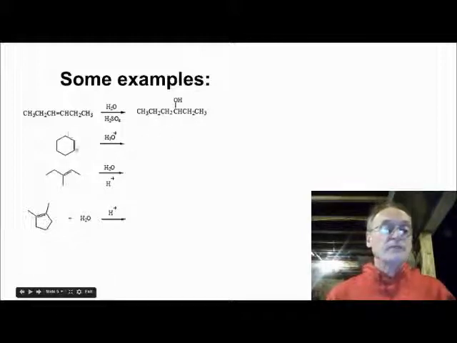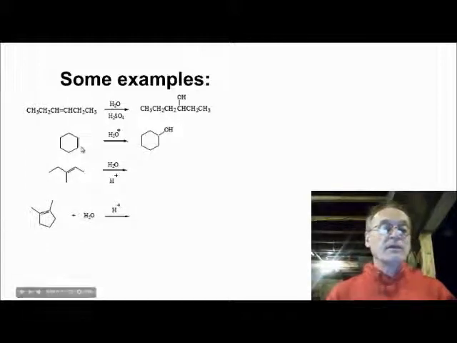What about in the case of cyclohexene? What will the hydration reaction give us? In that case, if we put the hydrogen here and the OH here, we will get cyclohexanol.